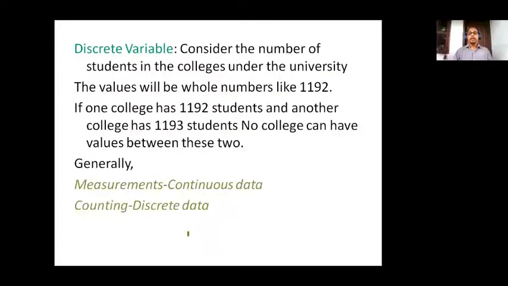Whereas the number of students in colleges under a university, like 1192, 1193, and so on, cannot be a number between 1192 and 1193. So it is a discrete variable. More generally, all observations resulting from measurements are continuous data, and those resulting from counting are discrete data.